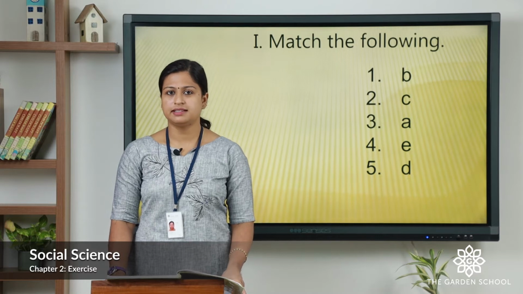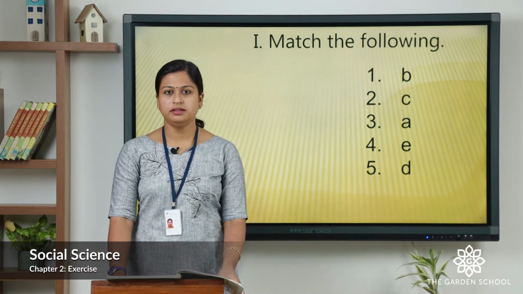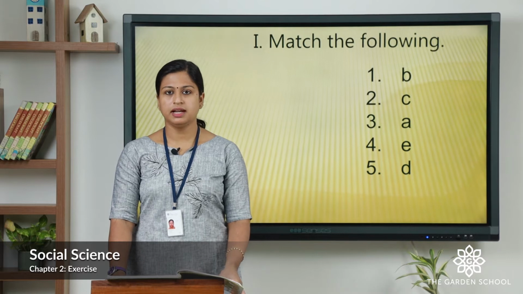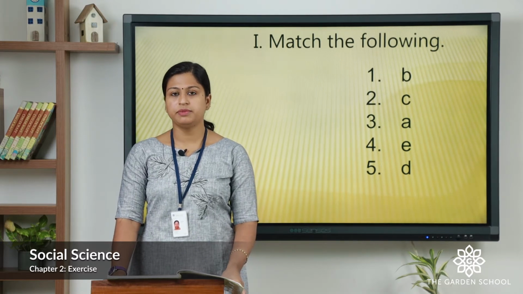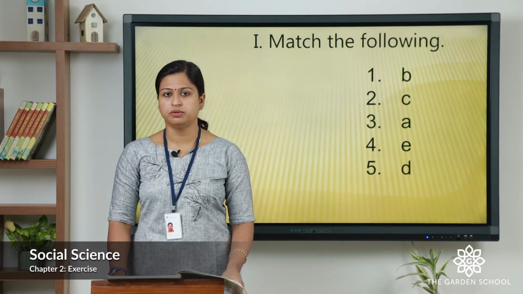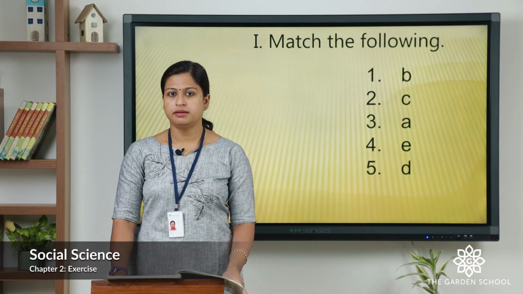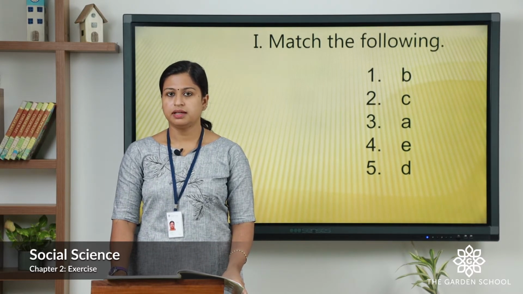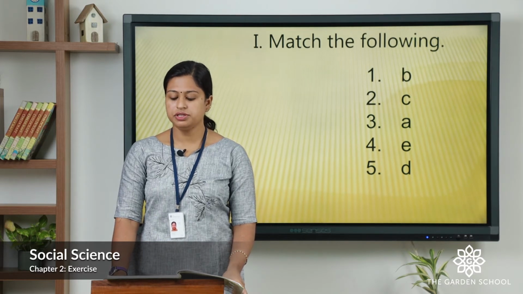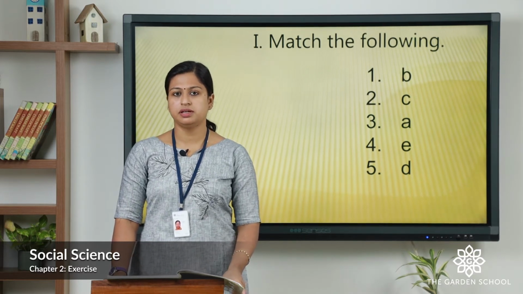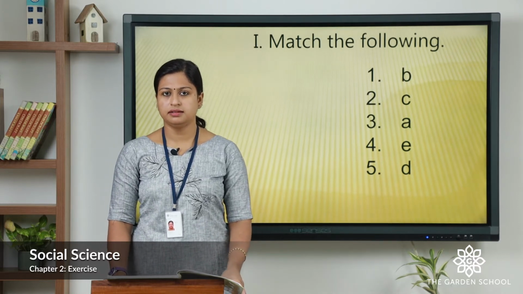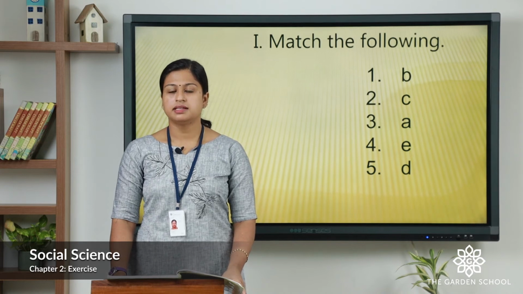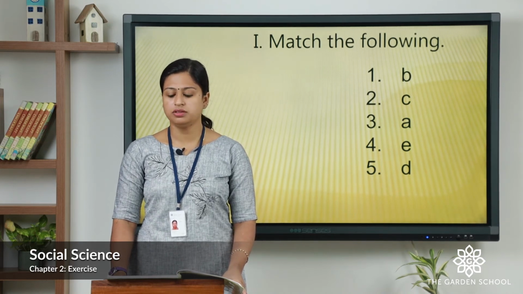Now let's check the answer. First one, equator. The correct answer is a latitude which lies in the middle of the earth at an equal distance from the North Pole and the South Pole. Second, prime meridian. The correct answer is a longitude that passes through Greenwich, London. Third one is Arctic Circle. The correct answer is 66.5 degree north latitude.